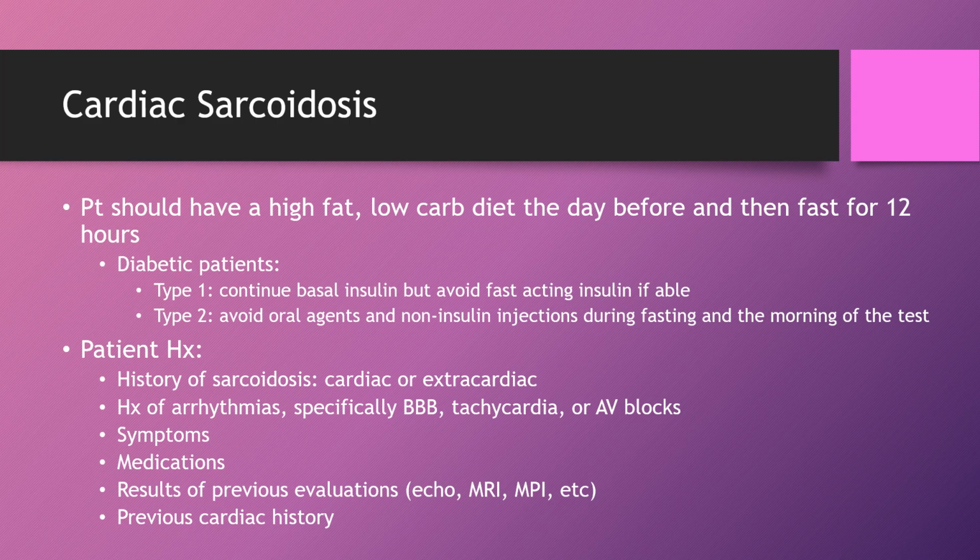It is important to get a detailed patient history for cardiac sarcoidosis imaging, and this should include a history of any sarcoidosis, cardiac or extracardiac, history of arrhythmias, specifically bundle branch blocks, tachycardia, or AV blocks, any symptoms that the patient may be experiencing, all of the medications and supplements that they take, results of any previous evaluations, and that includes echo, MRI, stress testing, anything like that, and then any previous cardiac history.